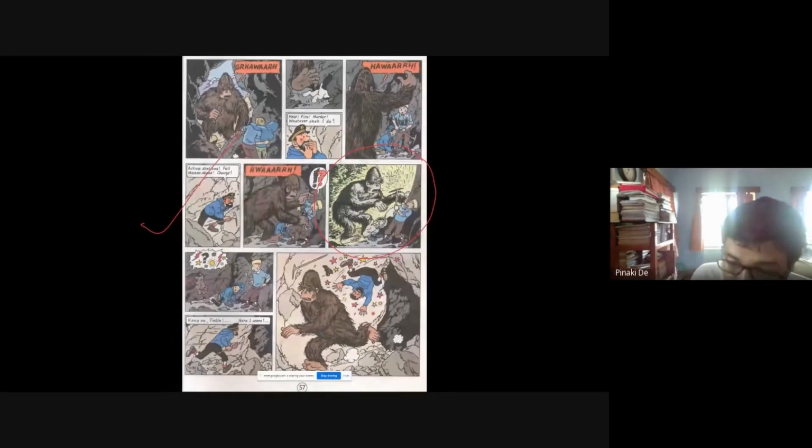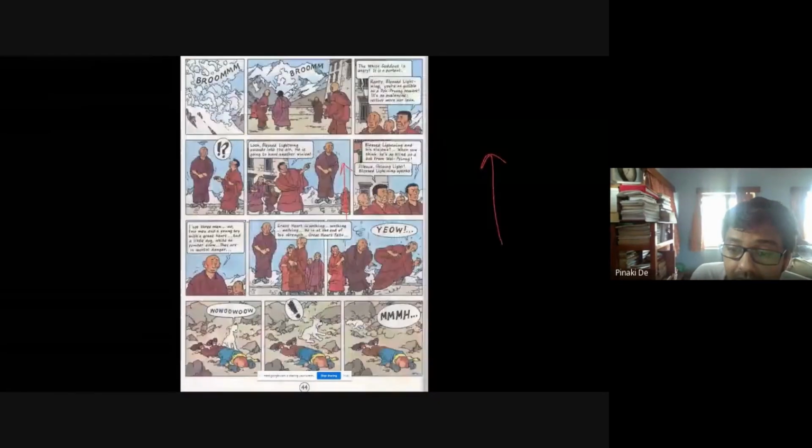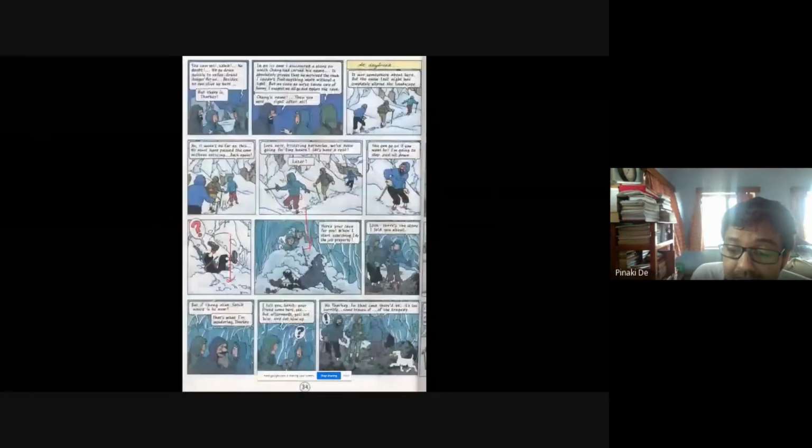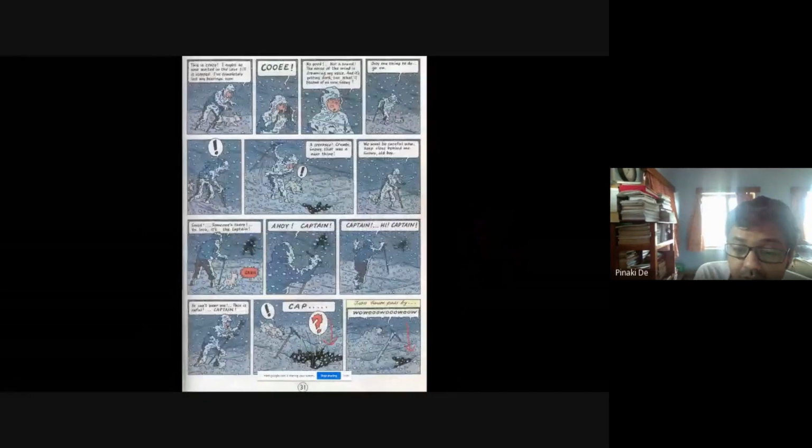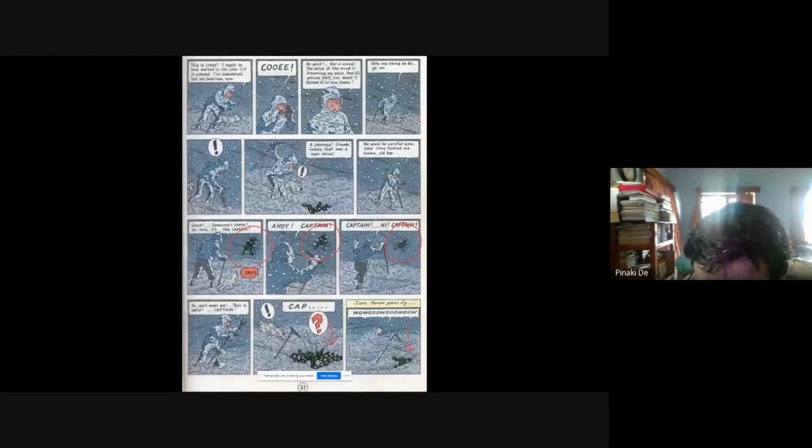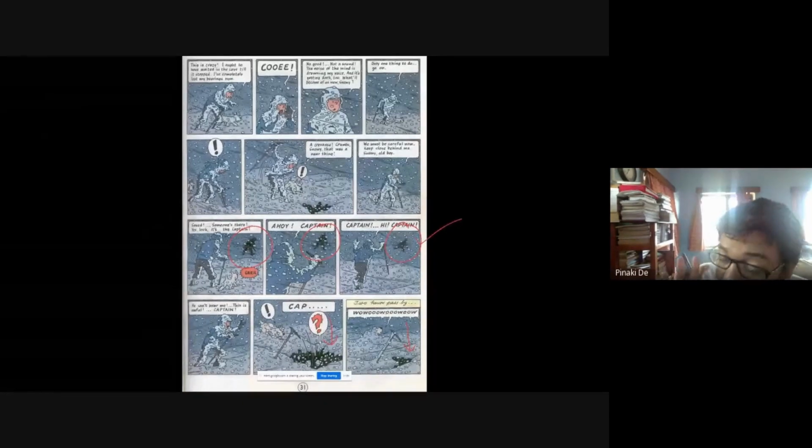So earlier there was a reference to Yeti. Can you see? Earlier there was a reference. I'm just showing you the place. Earlier he met Yeti, but we are not sure. So this is probably Yeti. Tintin mistakes Yeti for the captain, but this is a Yeti, but we are not sure. So it became a blur.